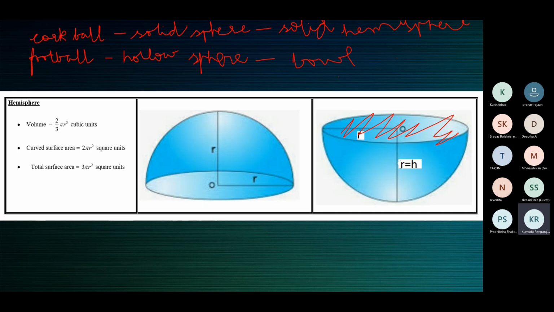So what is the difference between the hemisphere obtained from half of a cork ball and this bowl? In the bowl, the top circular portion is open. You can fill it with some liquid. It's open. There's no material there. That circular portion, there is no material.